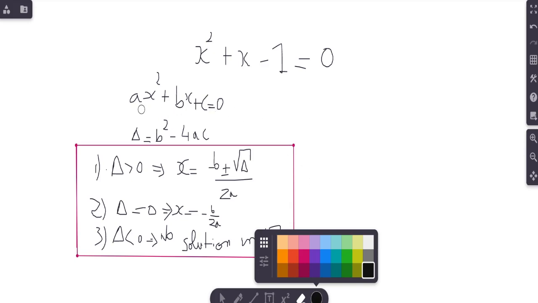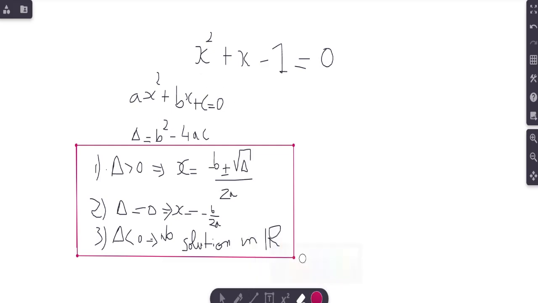So in general we have a x squared plus b x plus c equals 0. Okay, so we have to identify the coefficients. So in our case, a is 1, b is also 1, and c equals minus 1.